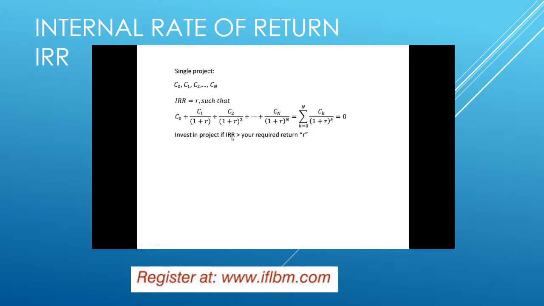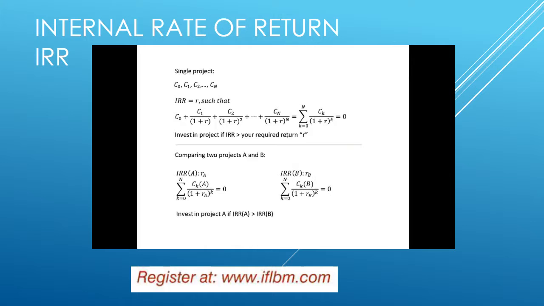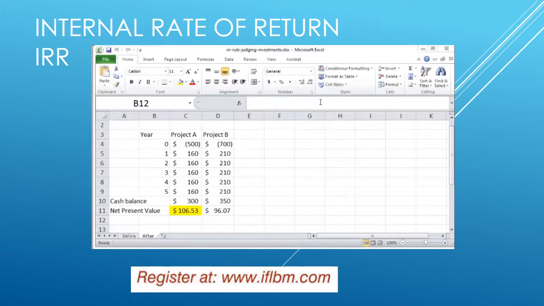If the project IRR is greater than your required return, invest in the project. So let's say you have two projects A and B, and here are the internal rates of return for each project. It's RA for project A and RB for project B. Then you should simply choose the project whose internal rate of return is higher. Let's see this concept in action in a spreadsheet.